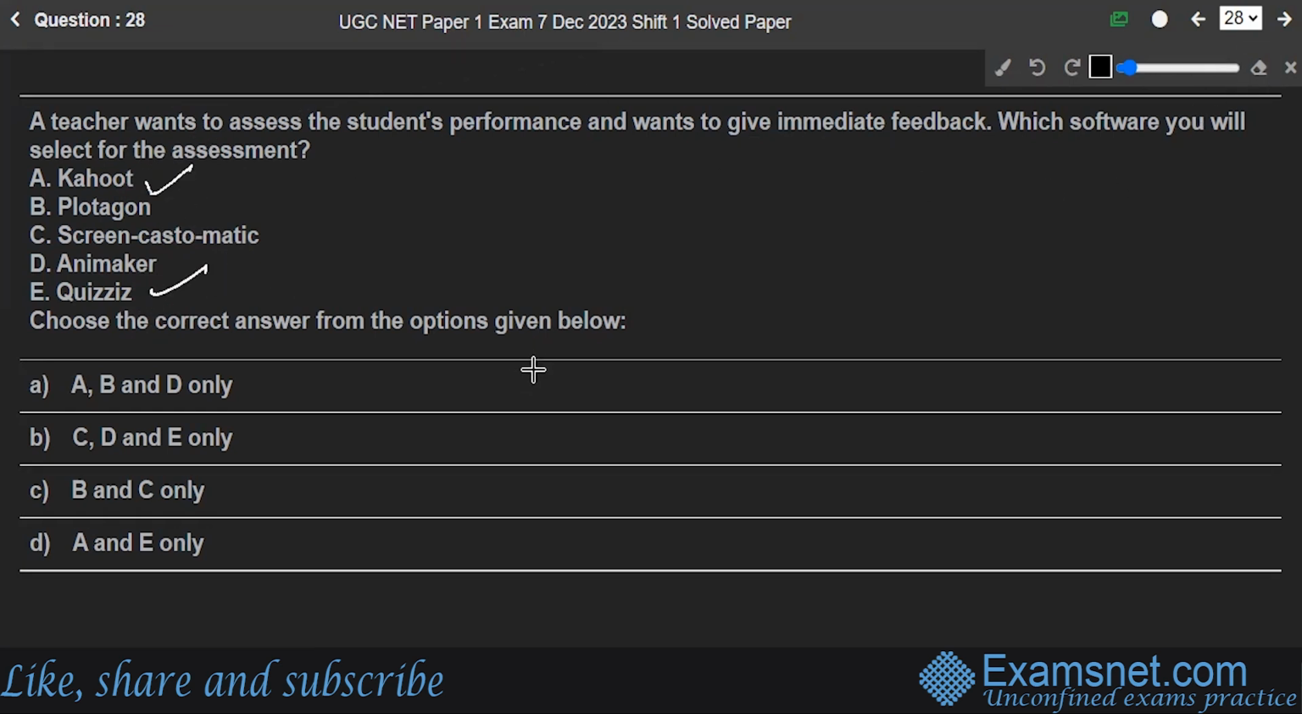See, the best software for a teacher who wants to assess students' performance and give immediate feedback are both of these. If I talk about Kahoot, this is an interactive quiz platform for teachers to create engaging real-time quizzes with multiple choice, true, false, open-ended questions. Students can answer individually or compete in teams. Results are displayed instantly, providing immediate feedback on their understanding through Kahoot.